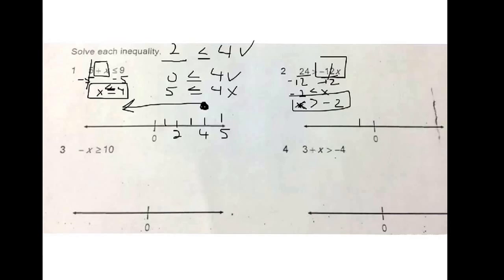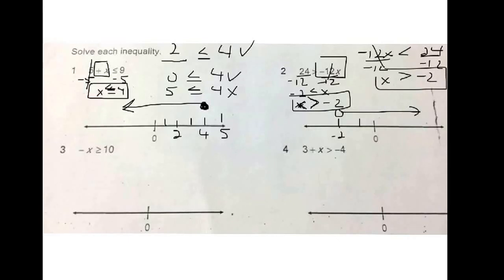Negative 2 would be negative 1, negative 2. That is an open circle. That points to the right, so that will go to the right. If we flipped it in the beginning, this is what it would look like. Negative 12 would go here, 24 would go here, and we would flip that to a less than to start out with. Then we would divide both sides by negative 12. X, flip the sign because we divided by a negative. It's negative 2. I actually may like that better, to go ahead and flip it in the beginning and get it out of your way.